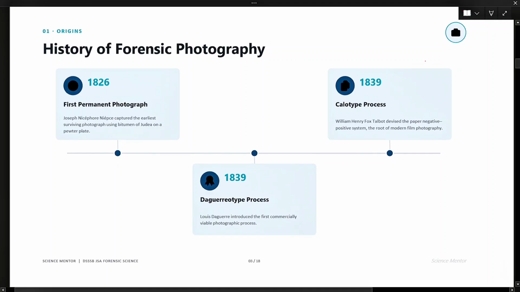Now we begin with the history of forensic photography. Whenever a student hears the word history, they immediately think they only have to memorize dates, but that is the wrong approach. History is not just about remembering years. It helps us understand how a simple investigation gradually became one of the most powerful tools in criminal investigation. Today, when investigators reach a crime scene, one of the very first things they do is document everything with photographs.